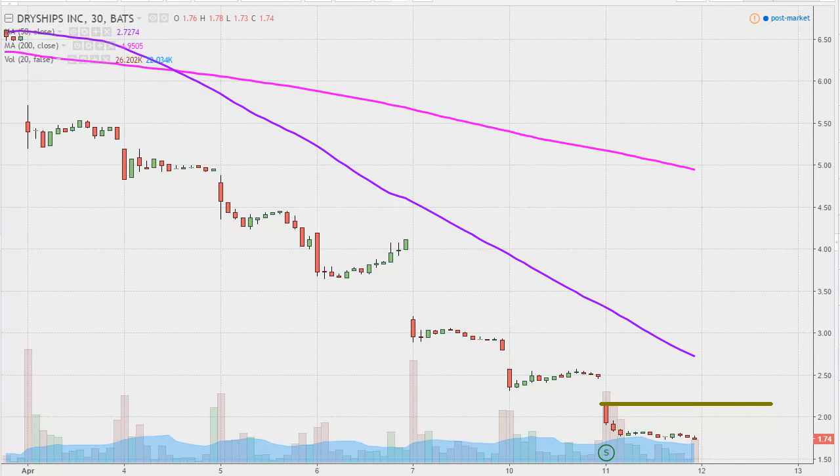The bulls would still have work to do. How am I defining work to do? Well, the next key battleground they need to fight through, as I've talked about in past videos, is the purple line right there, which is the 50 period simple moving average.